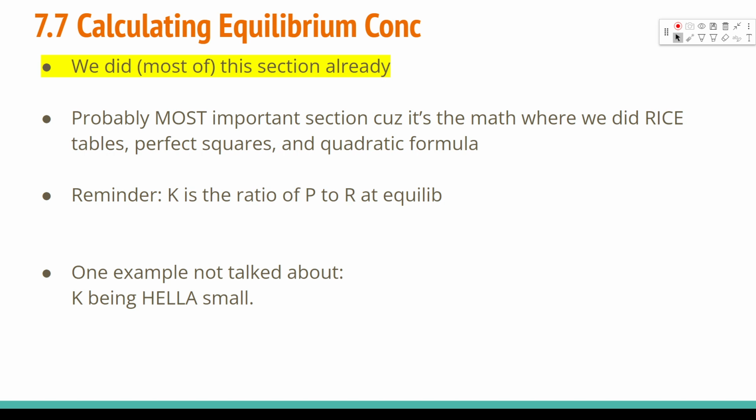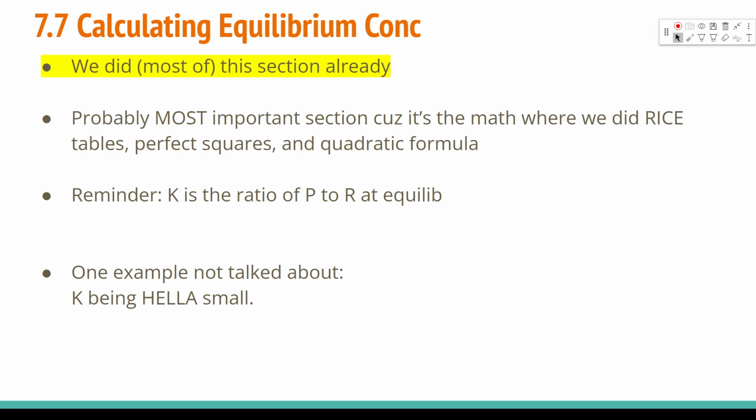And so this is probably, out of all the sections of this unit, the most important, as I said here. It's the math. It's the rice tables that we went over. It's the perfect squares that I went over in a previous section. It's the quadratic formula. So, know those well.